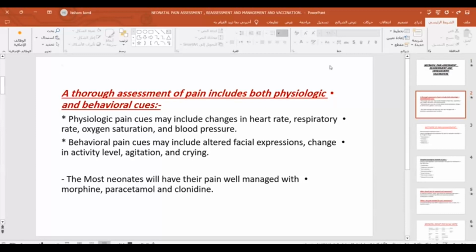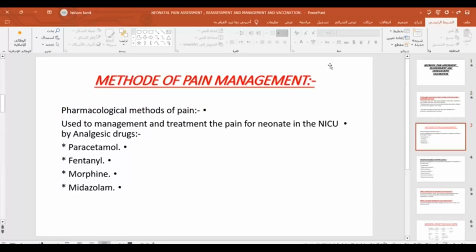Most neonates will have their pain well managed with morphine, paracetamol, and clonidine. We have two methods of pain management. One, the pharmacological method. It is used for the management and treatment of pain in neonates admitted to the NICU, by analgesic drugs such as paracetamol, fentanyl, morphine, and midazolam.